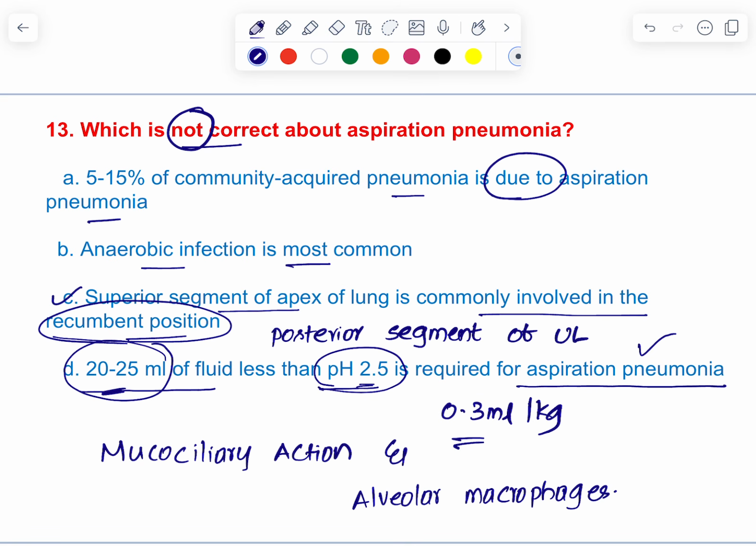That can cause chemical pneumonia, right? And the most common organisms will be the anaerobic infections, right? And in case of the chemical burn, initially there will be a chemical burn caused by the acid where the pH is less than 2.5, and that chemical burn is followed by the inflammatory cellular reaction.